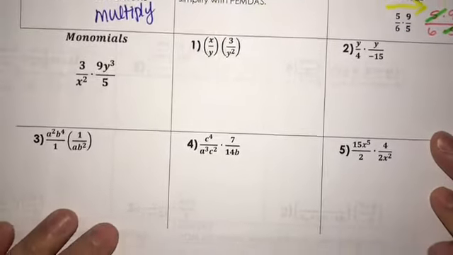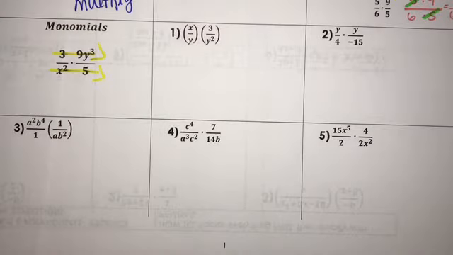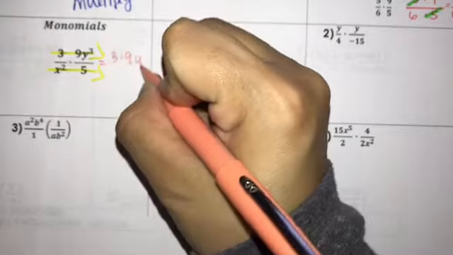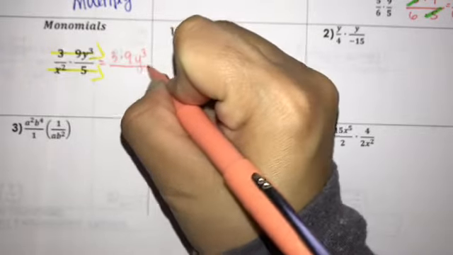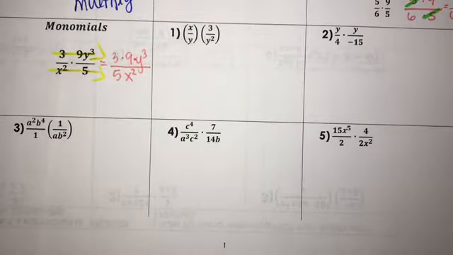Okay, let's go ahead and look at monomials. So with monomials, again, you're multiplying going across. So I'm going to go across this way and go across this way. The numerator times numerator, denominator times denominator. That's going to equal 3 times 9, y to the third. This is all multiplication over 5x squared.